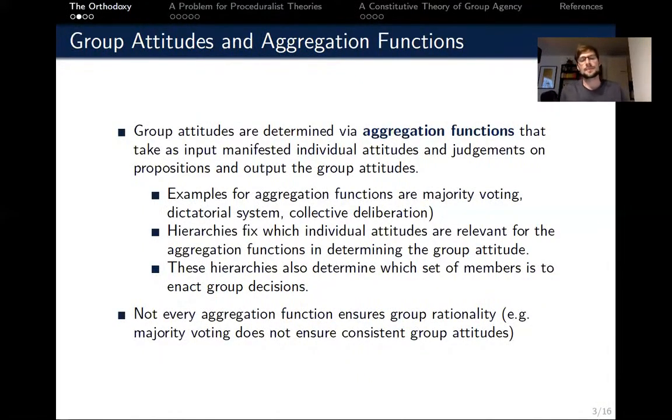Now, the big insight that List and Pettit had, and the argument they're most famous for, was to say that not every aggregation function ensures group rationality. So, for example, majority voting on logically interdependent propositions does not ensure consistent group attitudes. And this argument by them is known as the discursive dilemma.